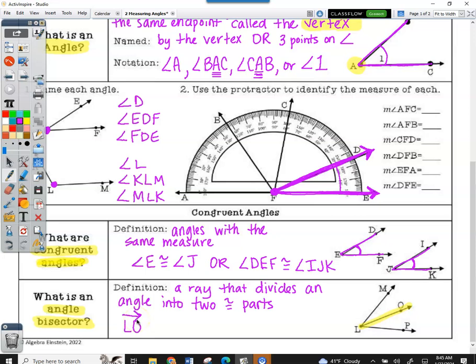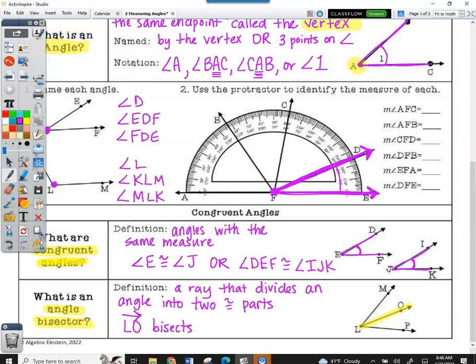All right, so ray LO bisects. And then now let's name the large outer angle. What is the large outer angle? MLP. Can I call it just angle L? This is a trick question. Somebody say no. No. You cannot call it angle L.